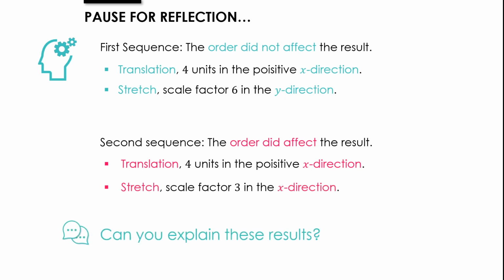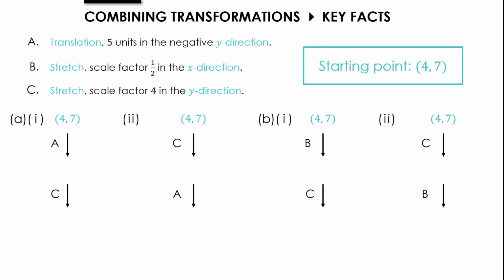So I'd like you to pause the video and have a think just for a few seconds. Why in the first set did the order not affect the result, but in the second set it did? You don't have to write anything down, just form an opinion about why you think it happened. Okay, welcome back. Here's an opportunity to test whether what you thought was true. We have a different set of transformations and a different starting point. What I'd like you to do is pause the video, have a go at the transformations, then come back and check your answers against mine.